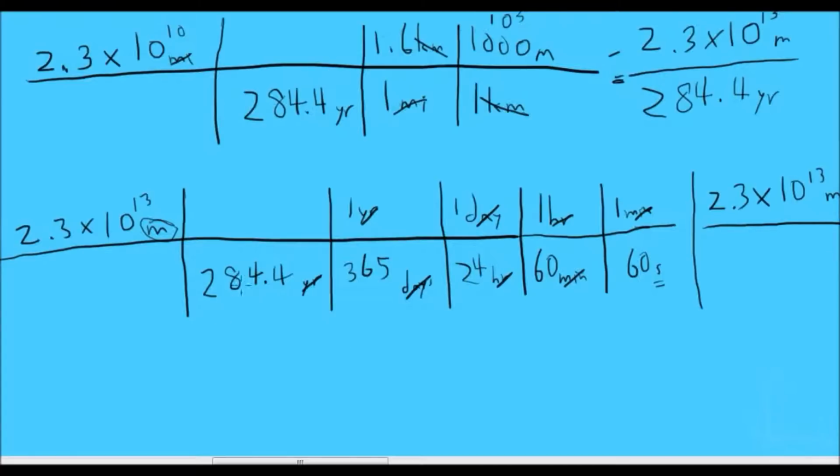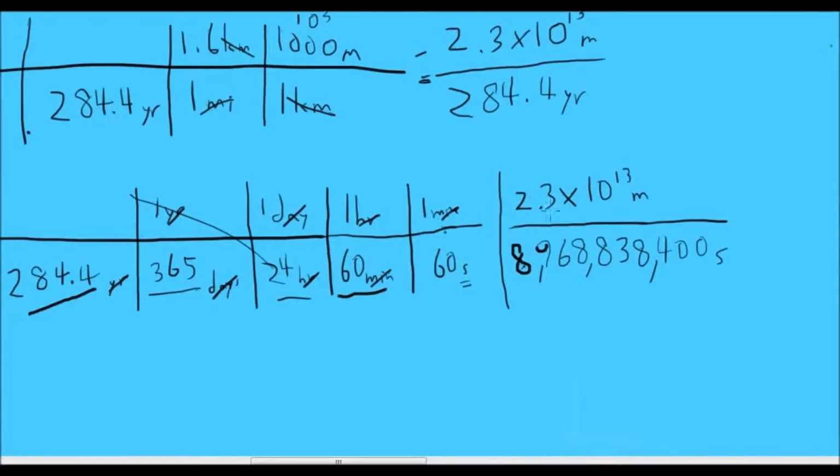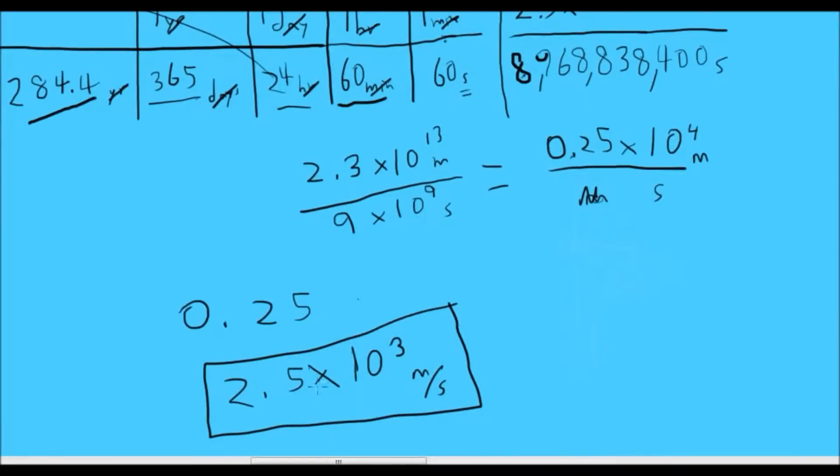And now we're going to do some math here. So let me bring out the calculator. The answer we ultimately get is 2.3 times 10 to the power of 13 meters per 8,968,838,400 seconds. Now let's round this up just to make things simple: 2.3 times 10 to the 13 meters over 9 times 10 to the 9th seconds. Ultimately, Pluto is orbiting the Sun at 2.5 times 10 to the power of 3 meters per second.